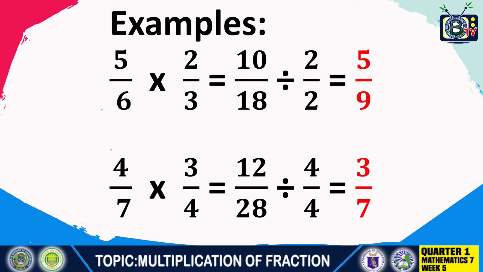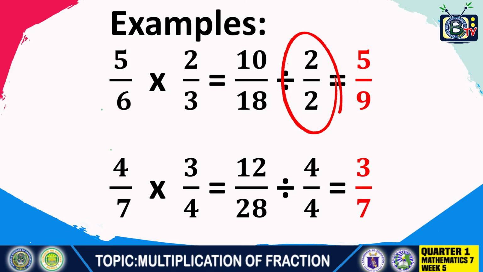So what is the GCF of 10 and 18? It's 2, right? Okay, so divide 10 by 2, that's 5. 18 divided by 2 is 9. So the answer is 5 over 9.